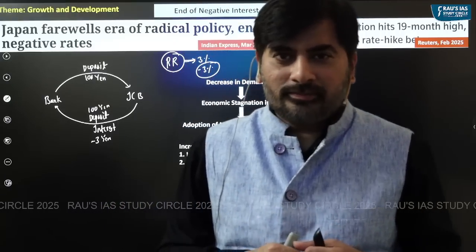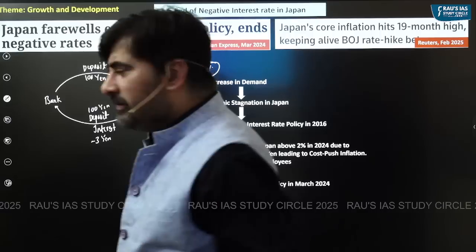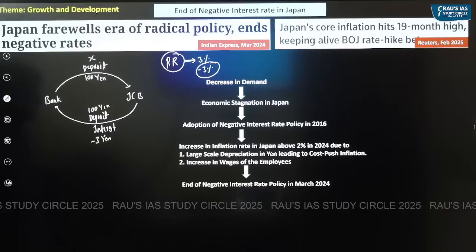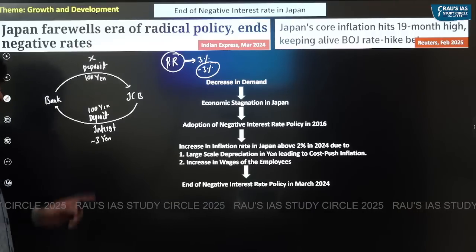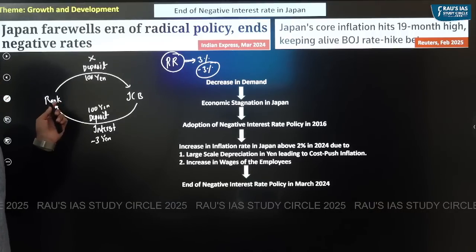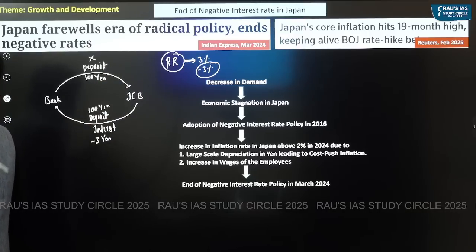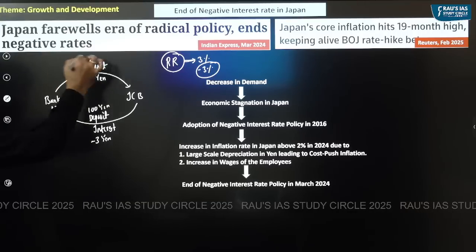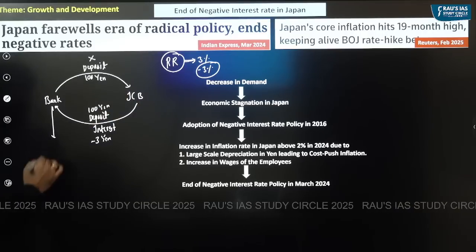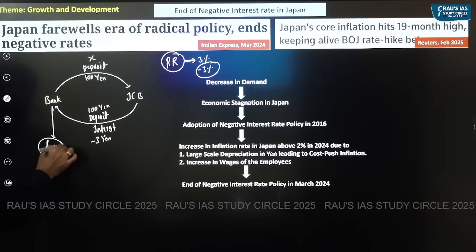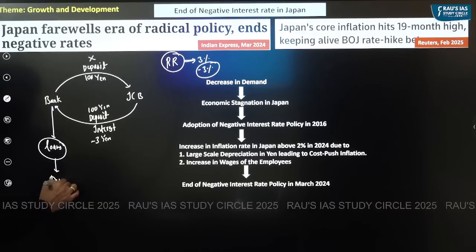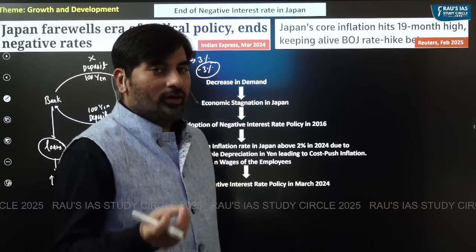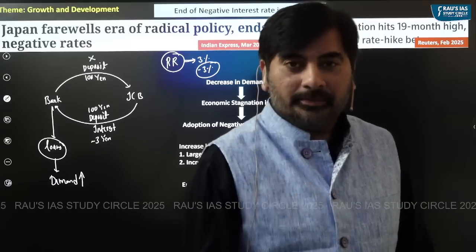Why do you think it is adopted? Two reasons. Reason number one, to discourage the commercial banks from depositing money with the Japanese central bank. Obviously, if a bank is getting less money from the Japanese central bank, they will not keep money with the central bank. That is reason number one. Second, whatever surplus money they have, instead of keeping that in the form of deposits with the central bank, they should give that surplus money out in the form of loans so that the demand in the Japanese economy increases. That is what is called negative interest rate.